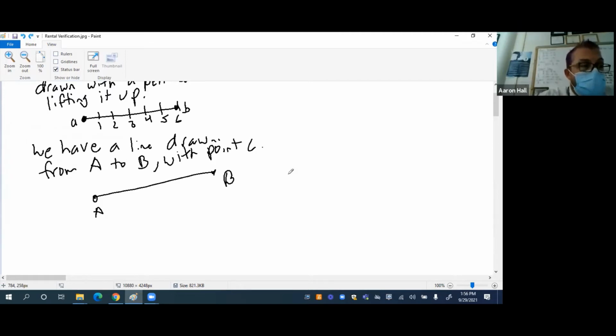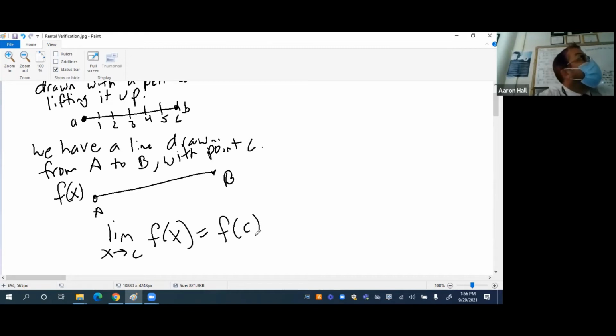Now, in fact, C represents all values in there somewhere. Then let's do the limit as x approaches some value of C of our function. We'll call this function f of x. We'll say the limit of f of x equals f of C. All right, so what does that mean then? How do we interpret this right here?